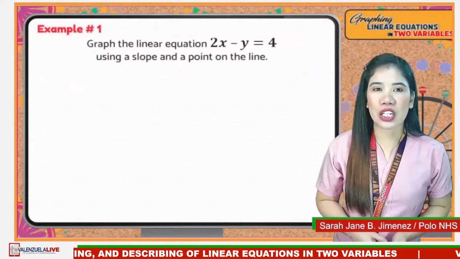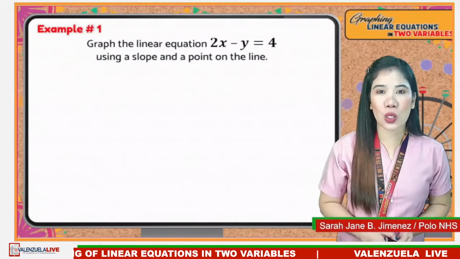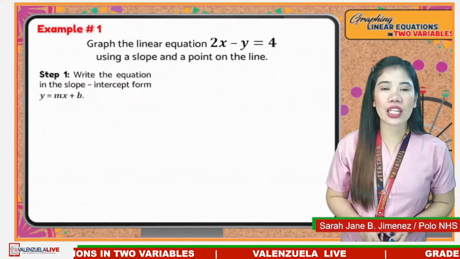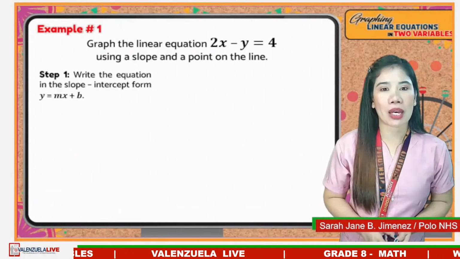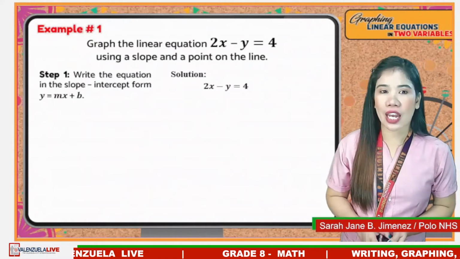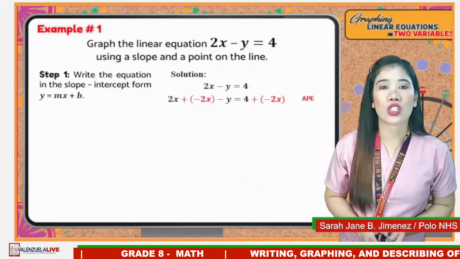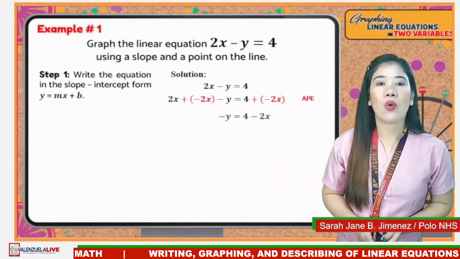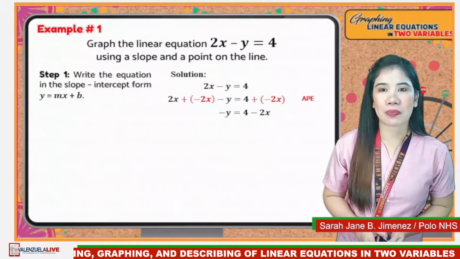Let us graph the linear equation 2x minus y is equal to 4 using the slope and a point on the line. For step number 1, write the equation in the slope-intercept form, y equals mx plus b. To eliminate 2x from the left side, we will add negative 2x in both sides using the APE. Simplifying, we will have negative y is equal to 4 minus 2x.